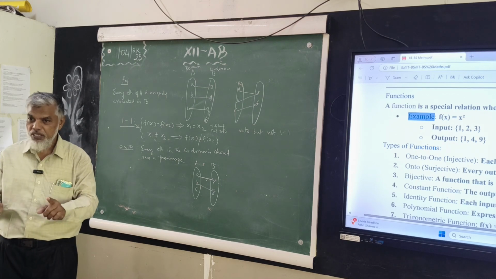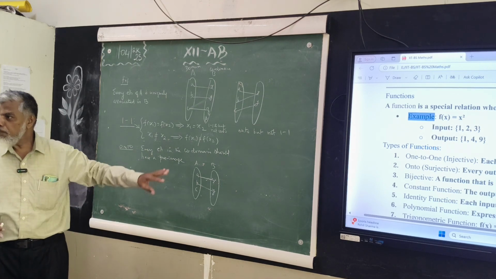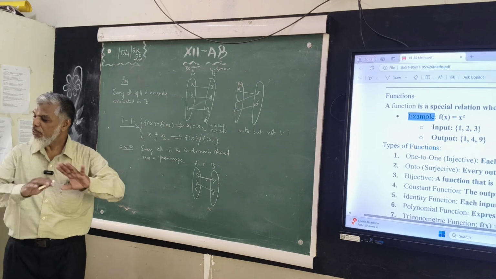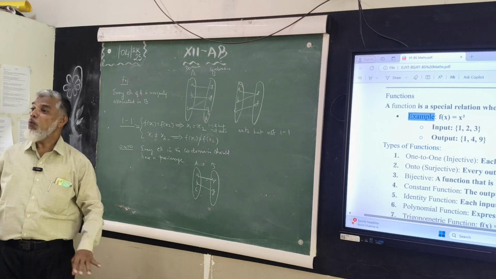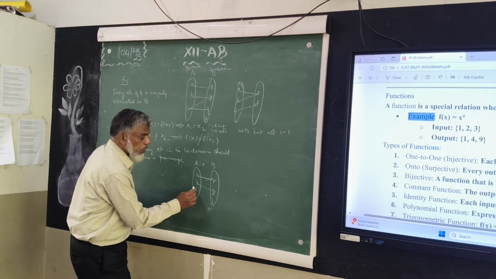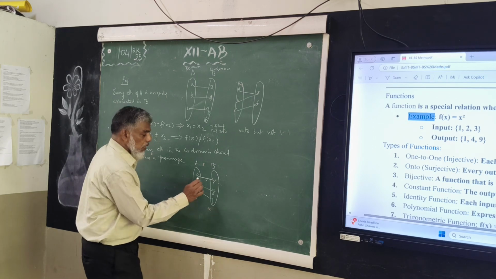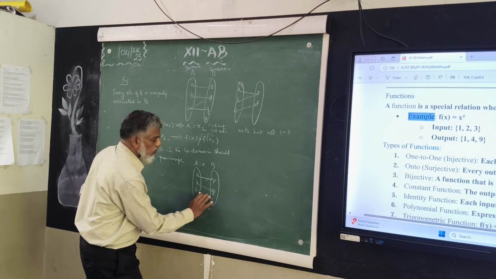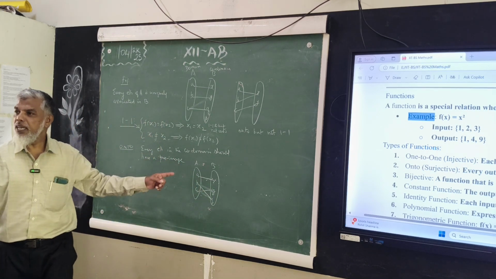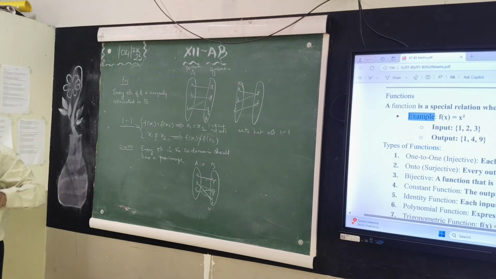Therefore, for the case of 1-1 and onto, the number of elements in A must be equal to the number of elements in B. Otherwise, we cannot make it 1-1 and onto. Therefore, if it is Z, we can make it like this. This is also correct, or this is also correct. One element is mapped onto one element in the codomain, and every element has a pre-image. Therefore, it is both 1-1 and onto.